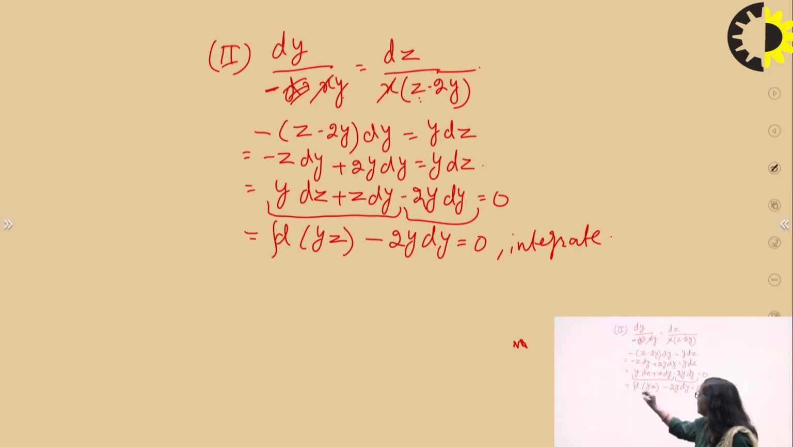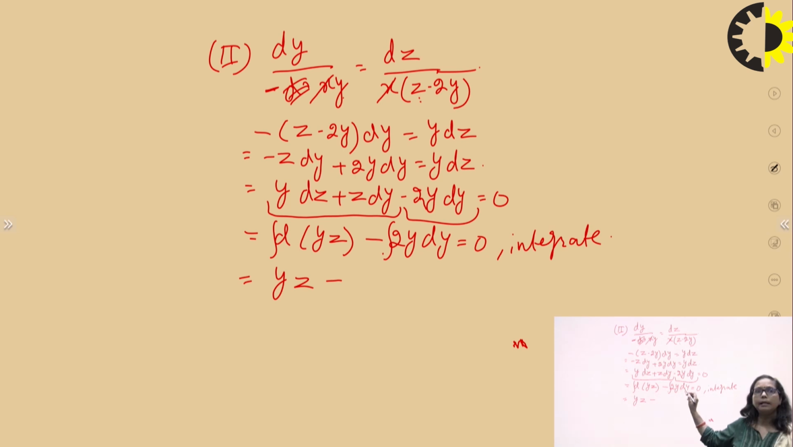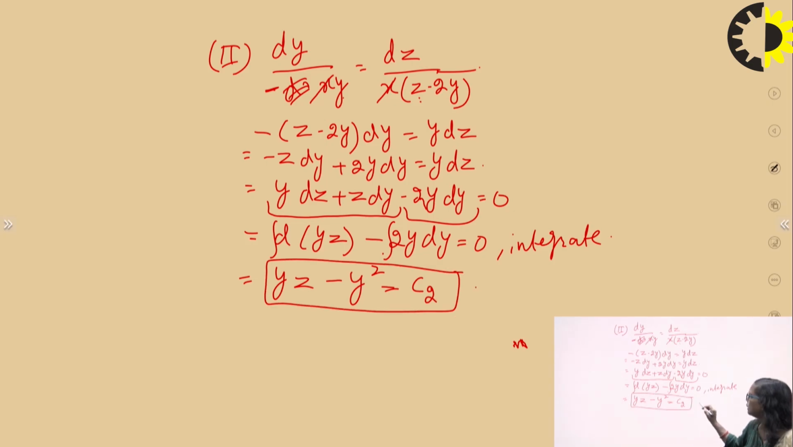So just integrating both sides, the integration of differential of yz will give you the value yz only, minus, and what is the integration of 2y dy? It's y square by 2, the 2 cancels out. So I am left with only y square, and this is equal to another constant of integration, suppose C2, and this is my second independent solution. So yz minus y square equal to C2, I obtained my second independent solution. This is my aim, just to obtain two independent solutions.